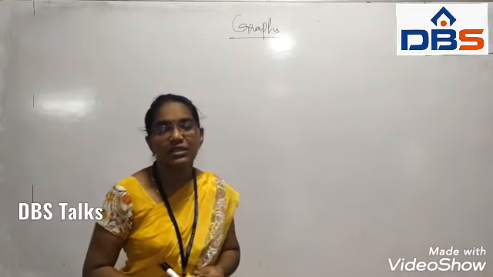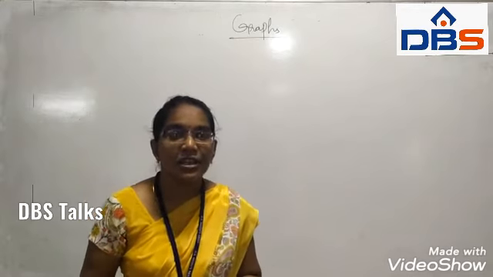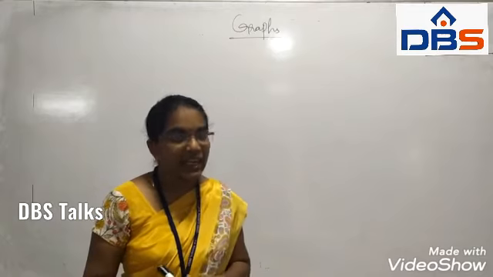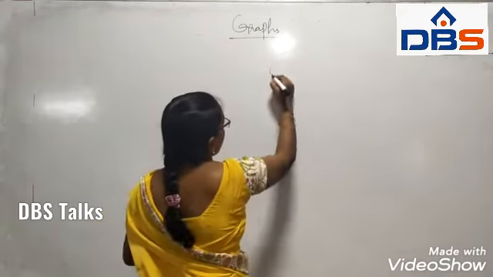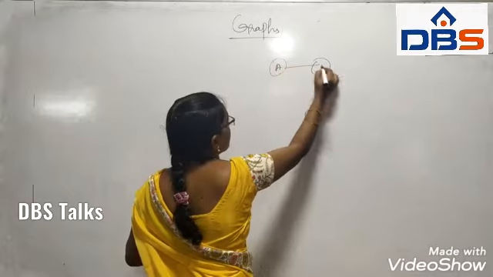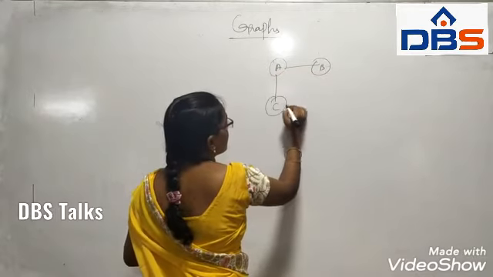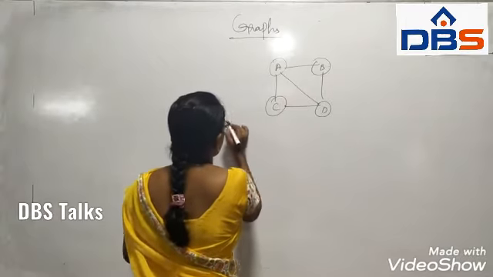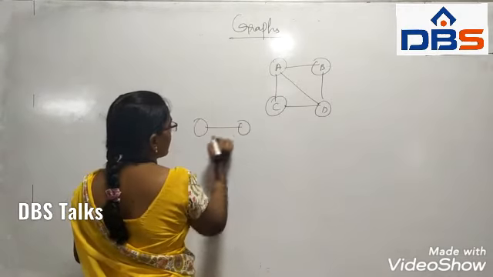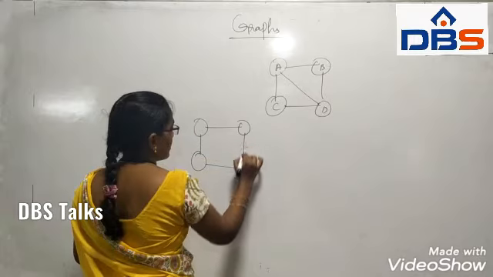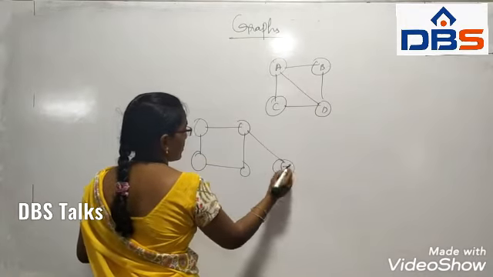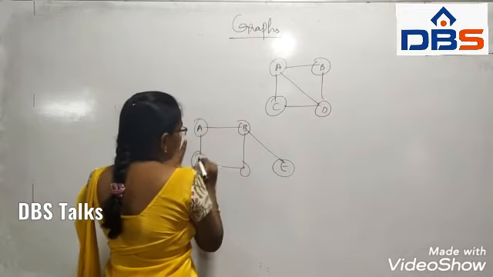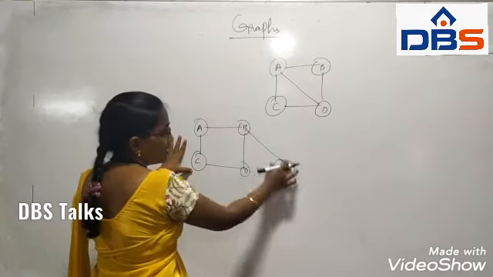In the previous classes we have discussed the tree data structure. Basically, what is a graph? It also contains nodes which are connected in a direction. These are some of the examples of a graph, where these nodes are connected with each other.